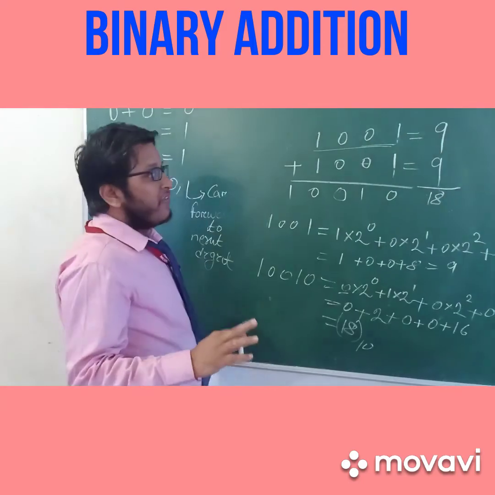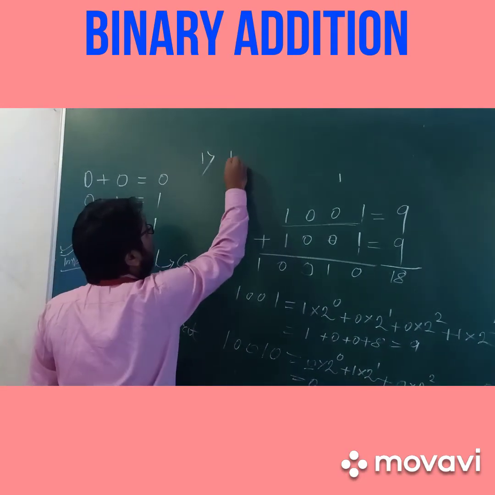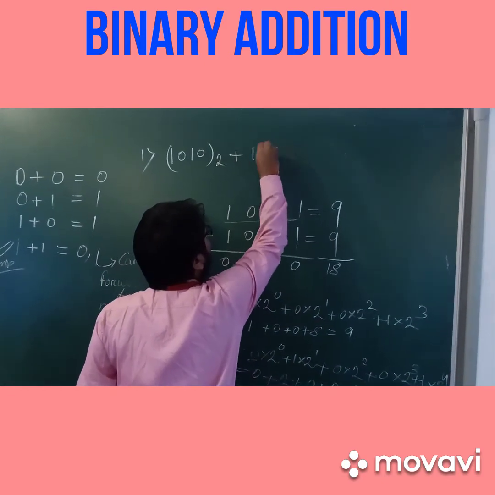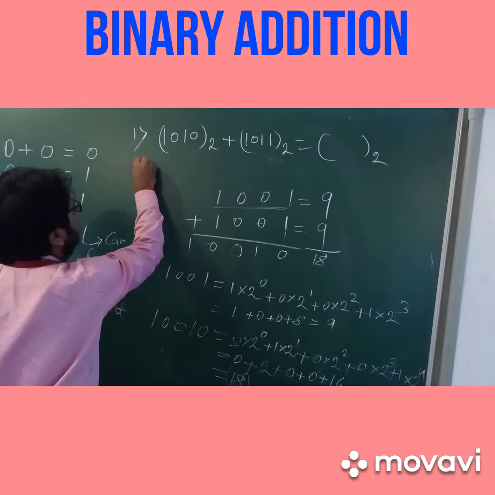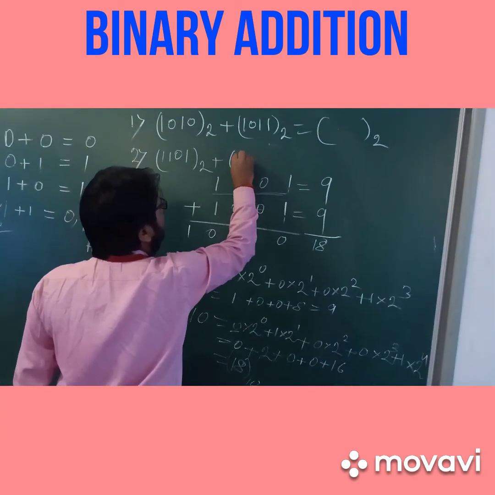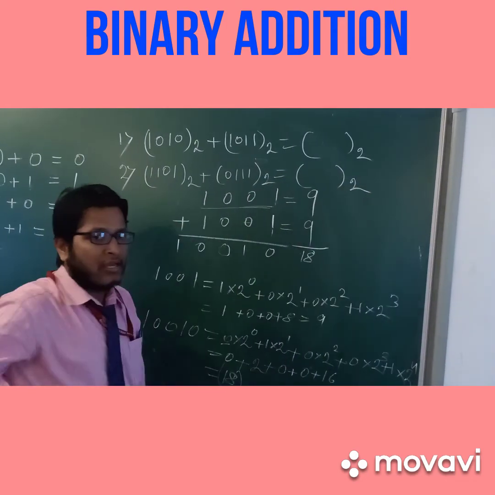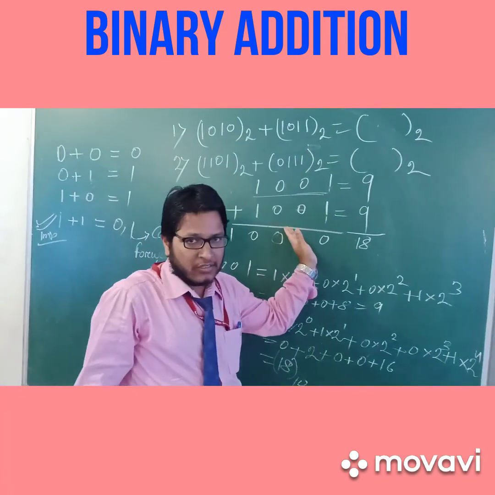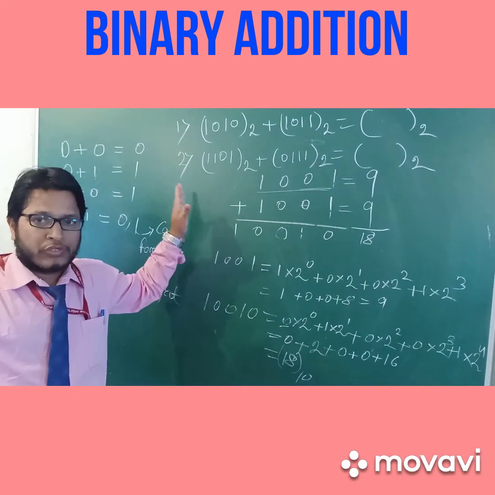So you solve at your home; I am giving homework. That one is: 1 0 1 0 plus 1 0 1 1. Second one: 1 1 0 1 plus 0 1 1 1. So in this way I have completed the first binary operation, binary addition. In the next video I will start binary subtraction. That's it, students. Thank you.